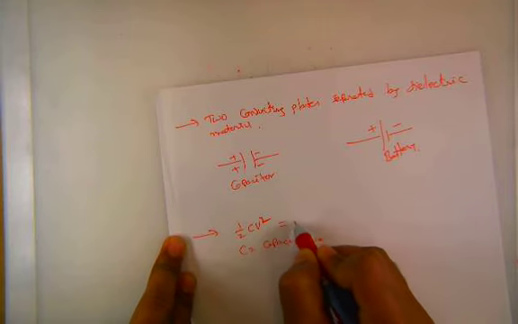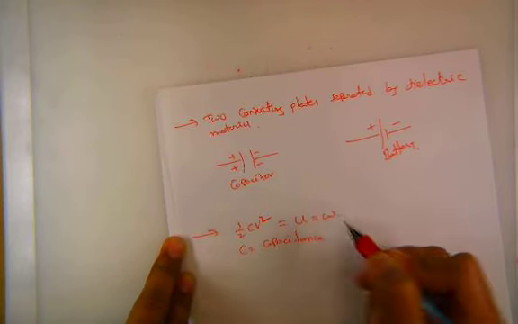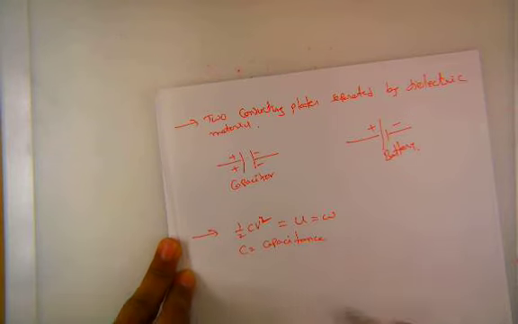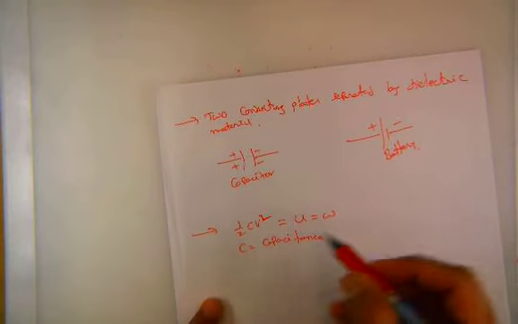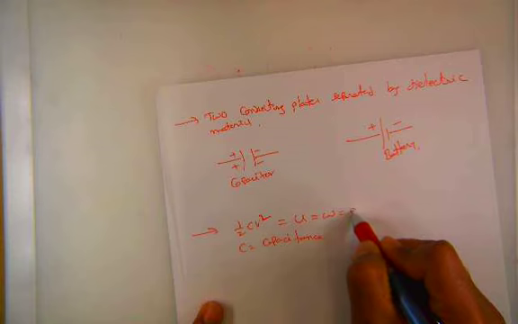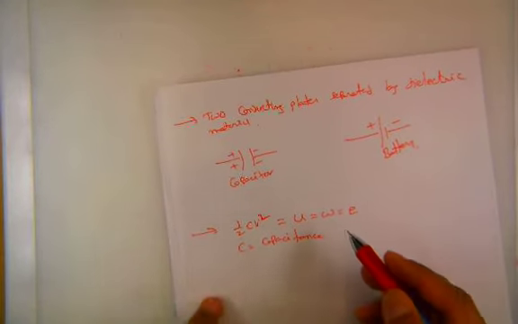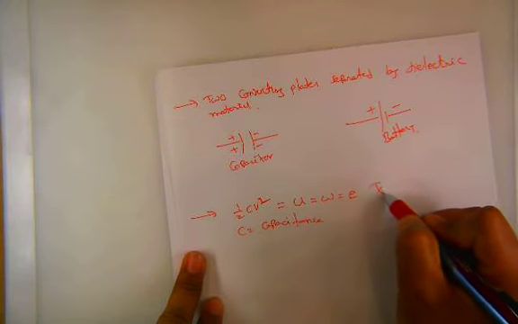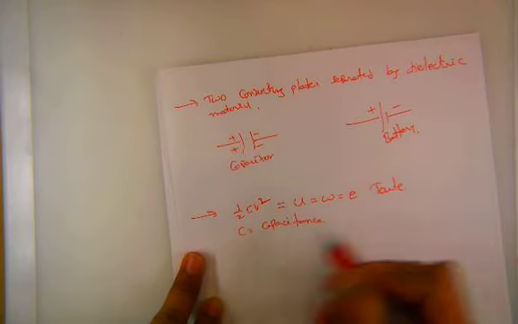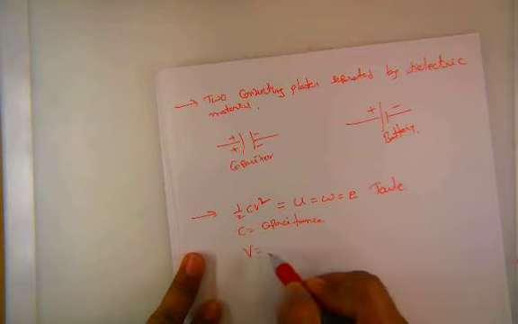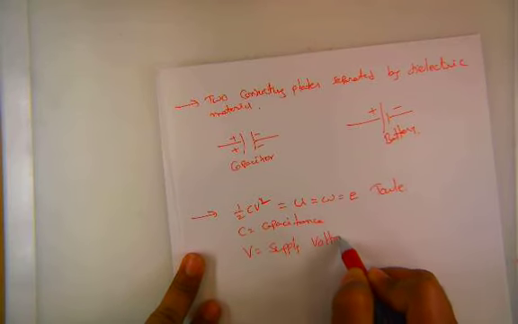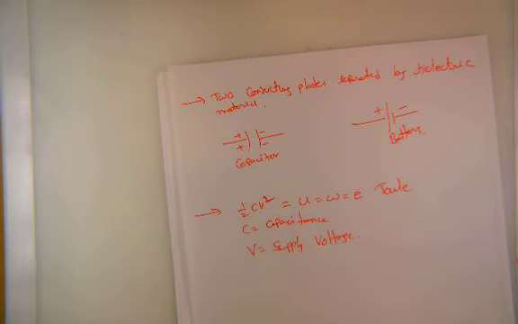By the way, energy is either U or W. I think your book indicates W. It doesn't matter. You can use U or E, W, or some books use E. You can use any one of those letters. Okay, measured in joule. C is the capacitance value. V is the supply voltage.